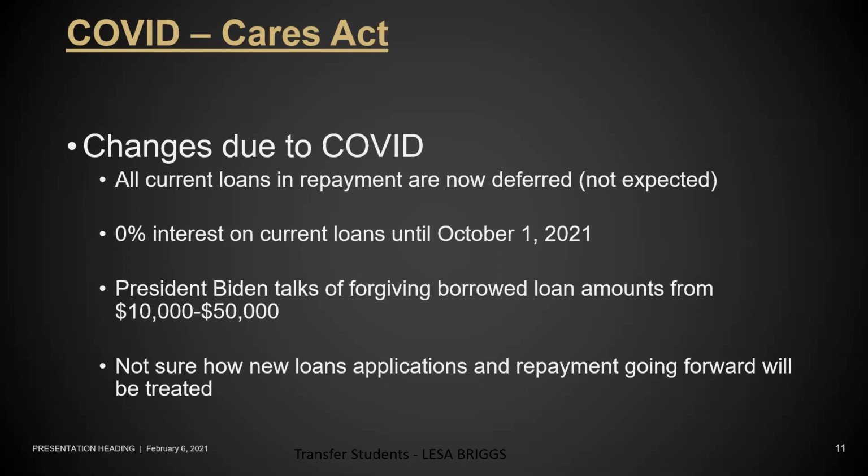President Biden, as you have probably heard in the news, has been talking about forgiving loan amounts from $10,000 up to $50,000. So we're still waiting to hear what the determination is going to be on that. For any new loans that you're taking out moving forward, how that's going to be managed, I'm not sure. So we have to just stay tuned to all the changes going on as a result of the COVID-19 pandemic.